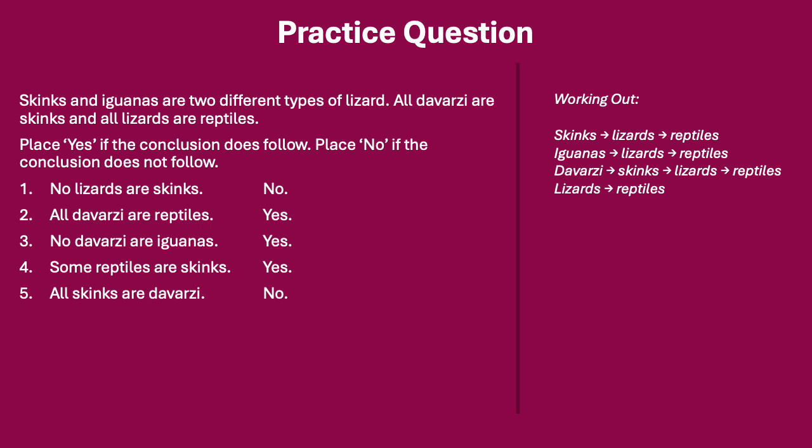So there we are, all 5 conclusions with a yes or no after them, as you'll be expected to do in the UCAT. So just remember with these categorical syllogism questions, always to try and simplify your information as much as possible and to be very meticulous about the difference between some and all.